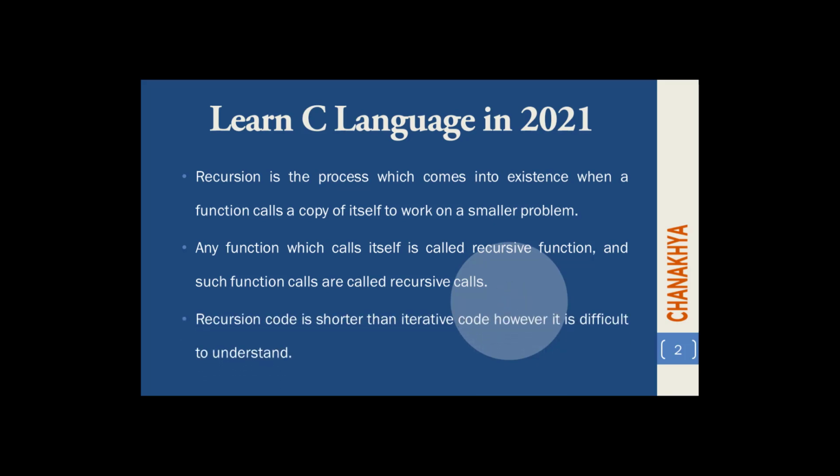Recursion code is shorter than the iterative code, however it is difficult to understand. Here iterative code means the looping code. We can write the same program using a loop like while loop, for loop or do while loop. When creating a program using a loop, there may be a larger number of statements or lines than what we have to write in the recursion code. But in the recursion code, it is sometimes difficult to understand the program.